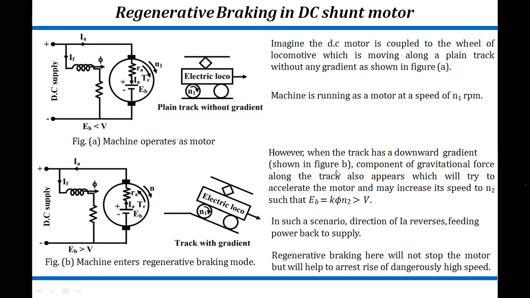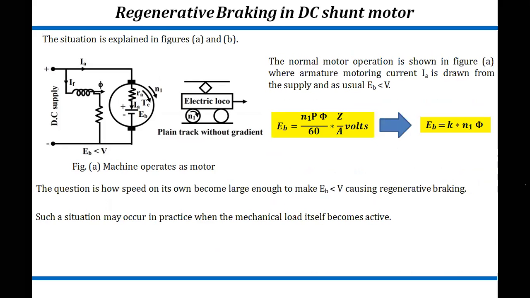So here, when we are having the track with a downward gradient, at that time the component of gravitational force along the track also appears, which will try to accelerate the motor and increase its speed to N2, such that we will get the value of back EMF equal to K into phi into N2. These are the equations we are taking. But what we are saying, N1, N2, because this is the EMF for the machine which will operate as a motor when there is no gradient.